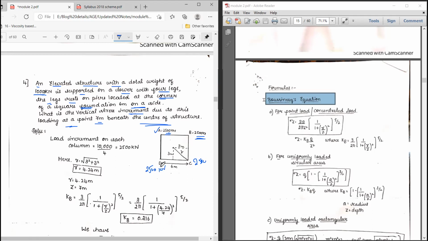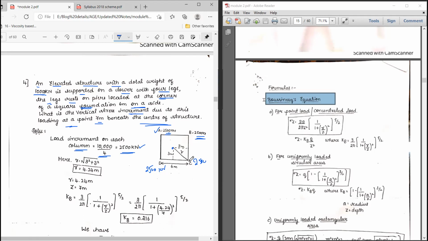Now, the problem is at the center of this square foundation, at a depth of 7 meters, we need to calculate what vertical pressure is acting. As I said, load on each column can be calculated as 10,000 divided by 4. Therefore, each column will bear a load of 2,500 kilonewton. Now, let us calculate the pressure intensity at the center because of any one column. Then we are going to take that pressure 4 times, considering all the columns.